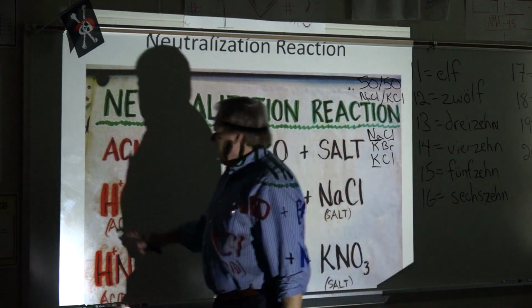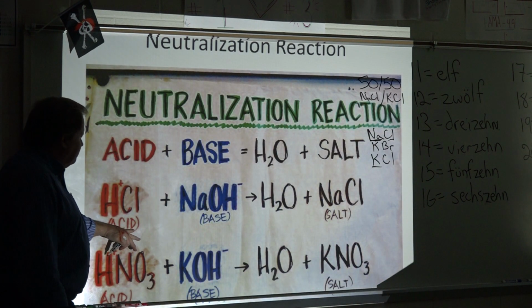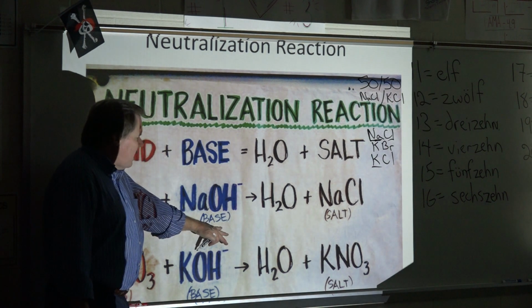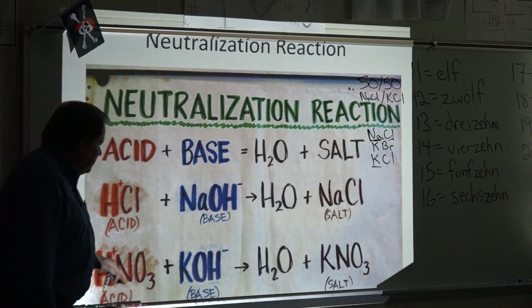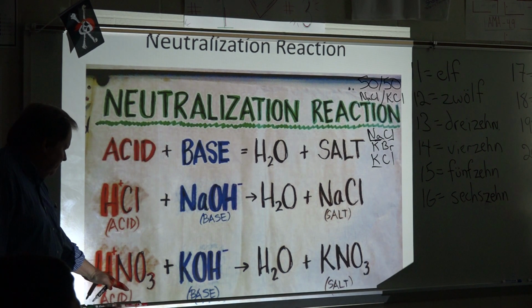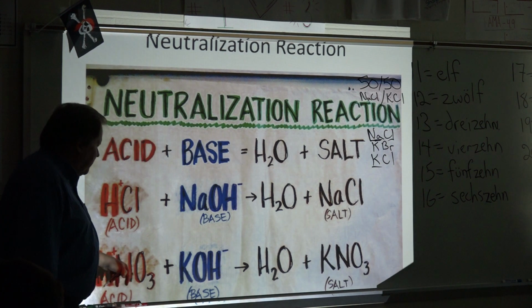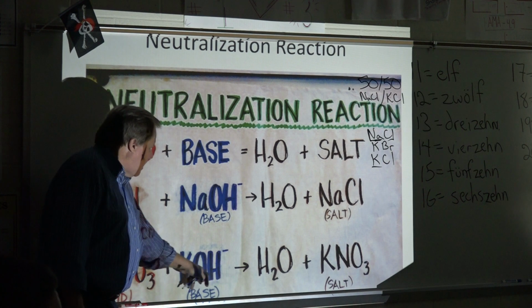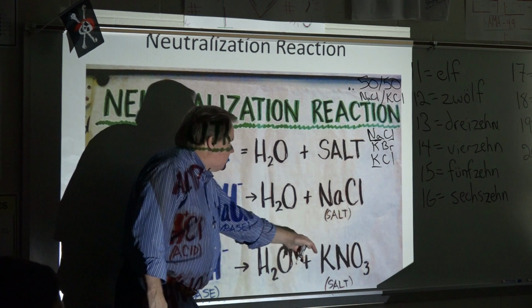Here, these other two are actually in chemical form. Hydrogen chloride plus sodium hydroxide yields water, and there's your salt. Nitric acid, that's a nitrate, but we call it nitric acid. And potassium hydroxide, the hydroxide group makes it basic, yields water plus a salt.